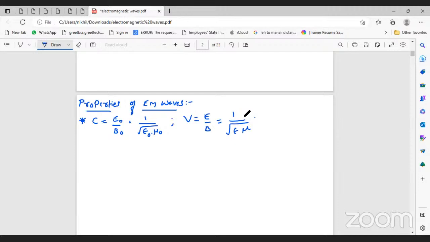So please remember the speed of the electromagnetic wave. What's the formula for the speed of electromagnetic wave? C equals E naught by B naught, or 1 divided by root epsilon naught mu naught, or in terms of a medium other than air, V is equal to E by B, which can also be taken as 1 divided by root epsilon into mu.